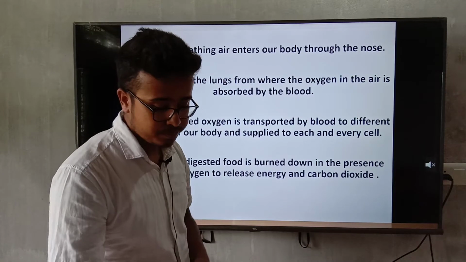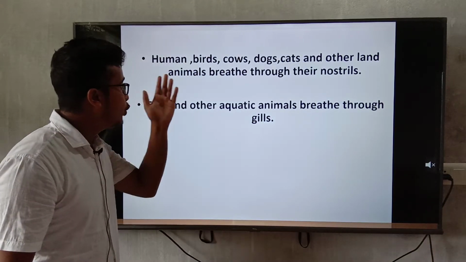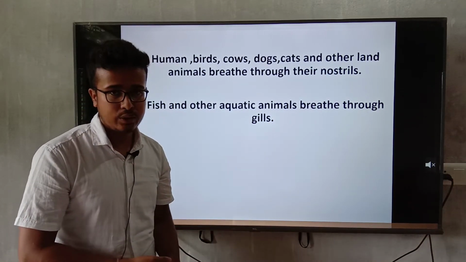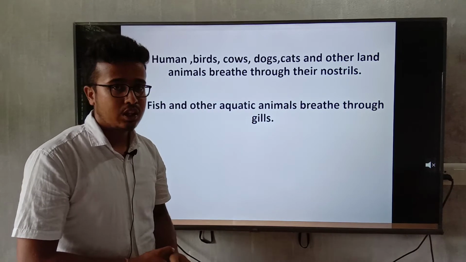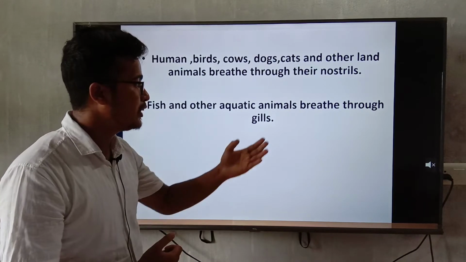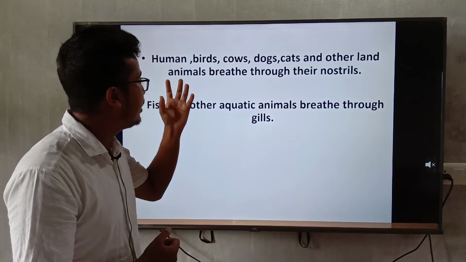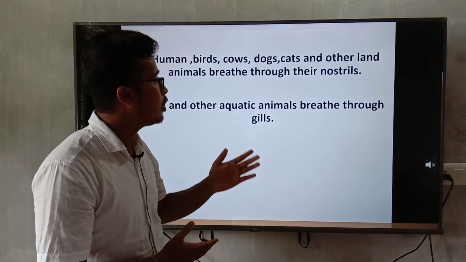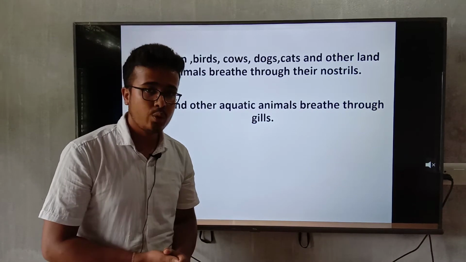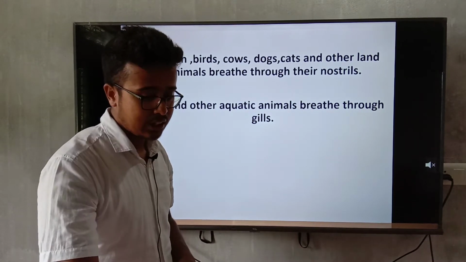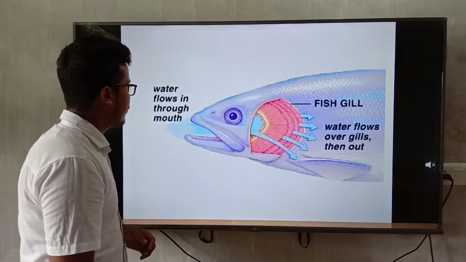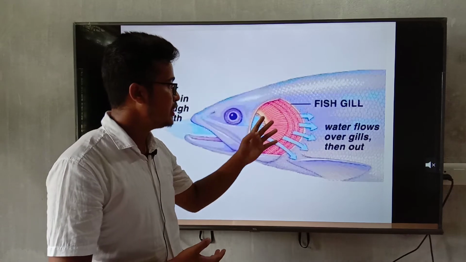Is this clear? Now, humans, birds, cows, dogs, cats and other land animals breathe through their nostrils. Fish and other aquatic animals breathe through gills. So we human beings, birds, cows, dogs, cats and other land animals all breathe through nostrils, while fish breathe through gills. Now you can see these pictures. Here the gills are present in this portion.